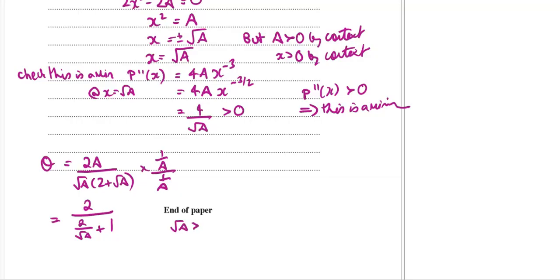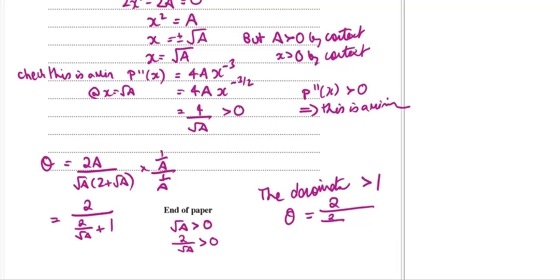I know that root A is positive. Therefore, I know that 2 over root A is positive, and so when I add it to 1, the denominator is more than 1. Therefore, theta equals 2 divided by a denominator which is more than 1. That implies theta has to be less than 2, as required. And we're done.